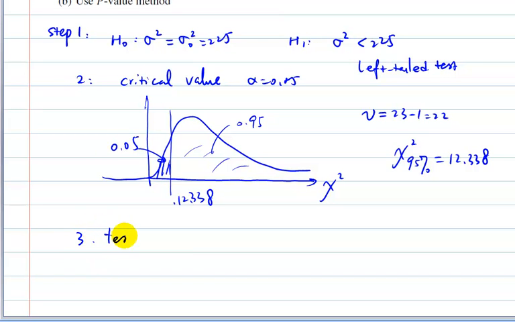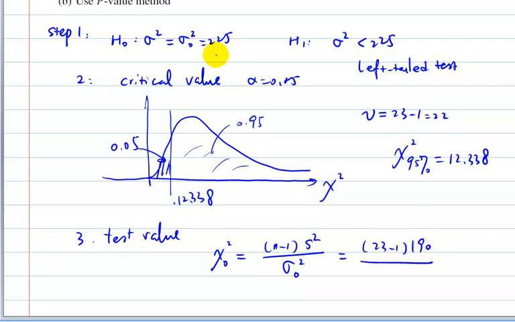So then the next thing is the test value. You're talking about the chi value. So chi naught square equals (n minus 1) s square over sigma naught square. s square is given as 198, and sigma naught square is 225. You get 19.36.